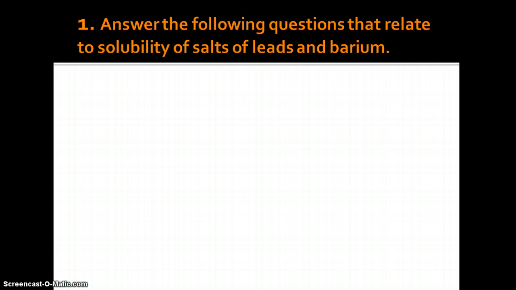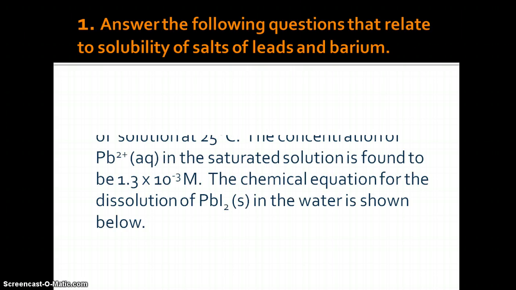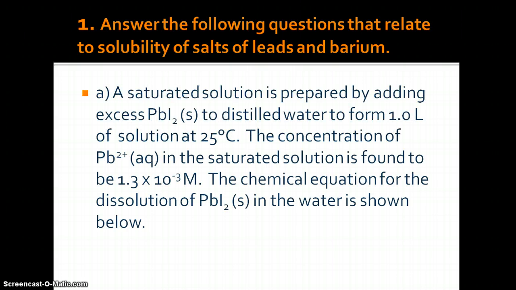1. Answer the following questions that relate to solubility of salts of lead and barium. A saturated solution is prepared by adding excess PbI2 to distilled water to form 1.0 liters of solution at 25 degrees Celsius. The concentration of Pb2+ in the saturated solution is found to be 1.3 times 10 to the negative third molar. The chemical equation for the dissolution of PbI2 in the water is shown below.